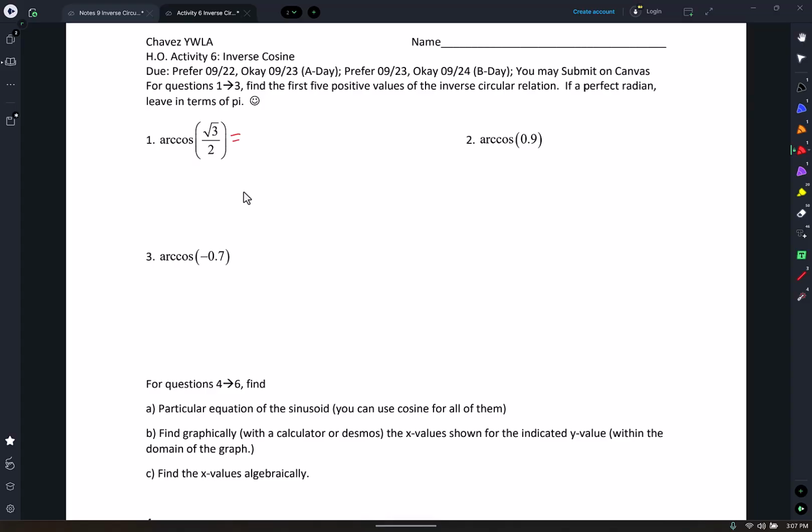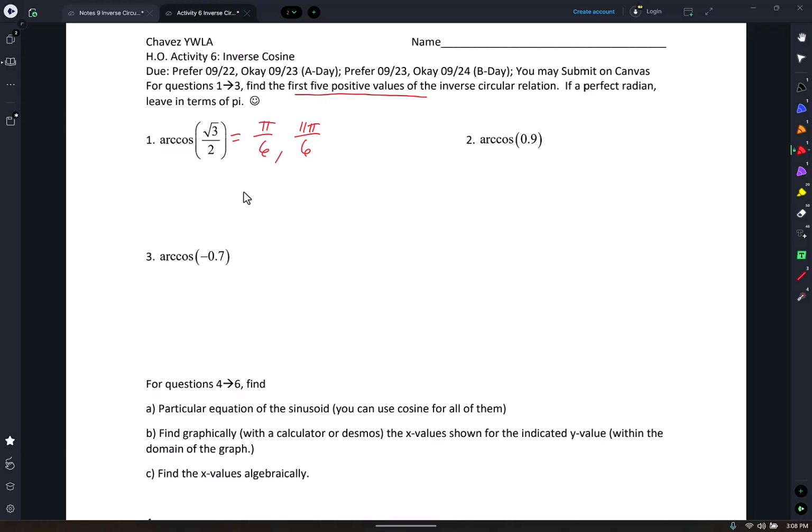So arc cosine of square root of 3 over 2. Think about the first time that cosine is square root of 3 over 2 on the unit circle. Pi over 6. That's the first answer. I guess first we should read the directions, right? Find the first 5 positive values. So the first one is pi over 6. What's the next one? It's in quadrant 4. 11 pi over 6. Because we want to know where it's a positive square root of 3 over 2, right?